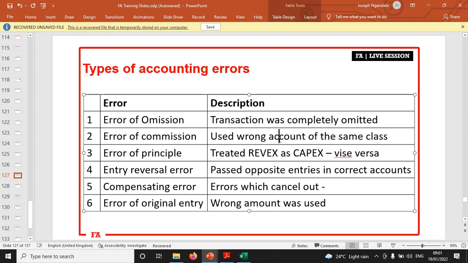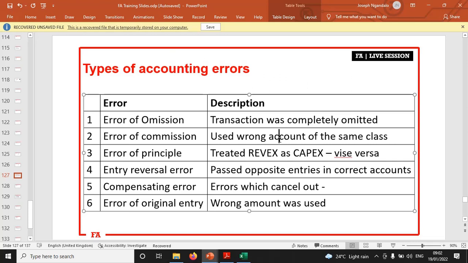Because we're in class, no one can be honest enough to tell us what happens. Compensating errors are those errors that cancel themselves out, occurring on both sides of the trial balance. You understand? These are errors which cancel out. Let's think about it.